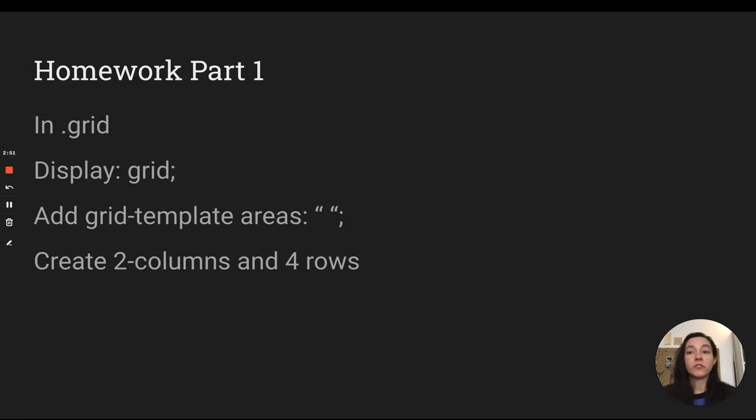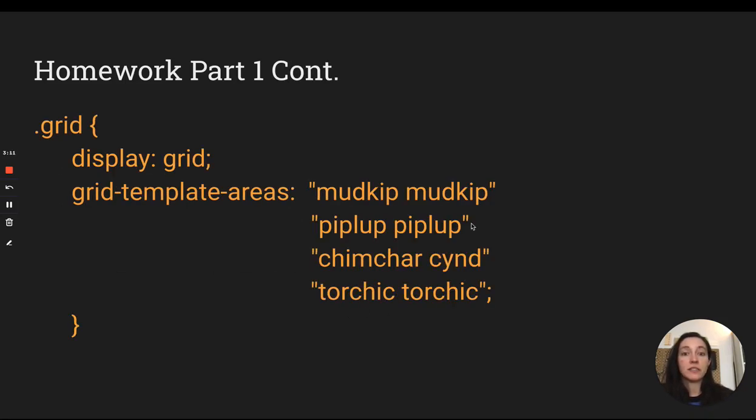All right, so let's try it out. Let's do some coding. So we're going to go into our code. We're going to go to .grid in the CSS. We're going to change it to display grid so that it starts using grid. And we're going to add grid template areas, and then we're going to create 2 columns and 4 rows like I showed you in the example. And it's going to look like this. I'm going to type it out as I'm doing it, so you don't have to screenshot it, but it's here if you want it. All right, so let's do this.